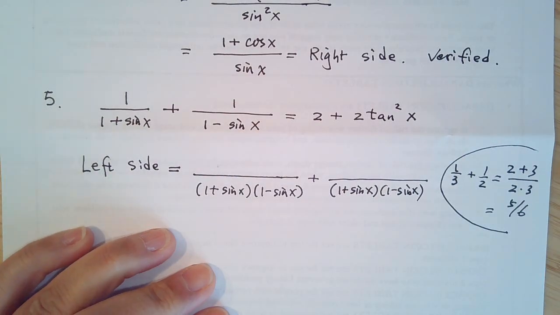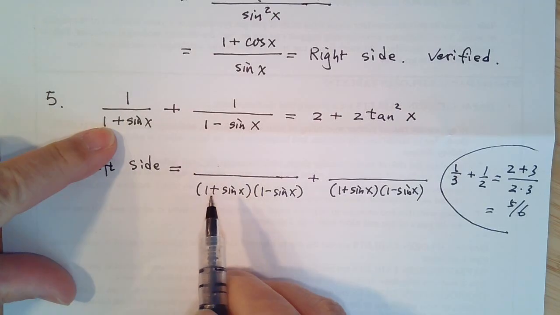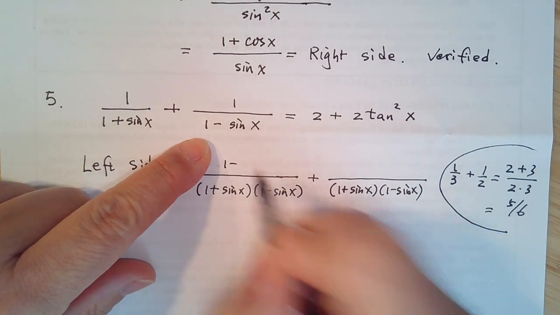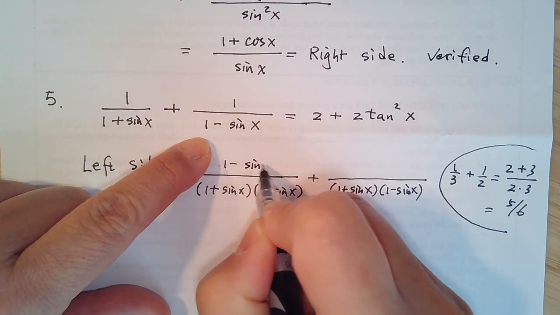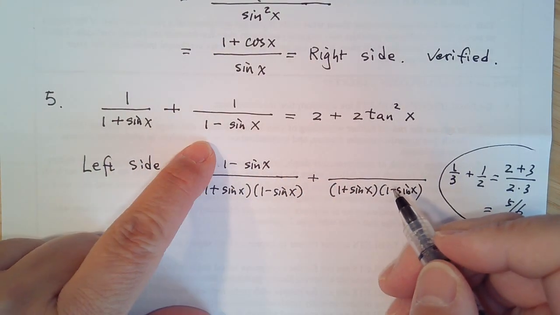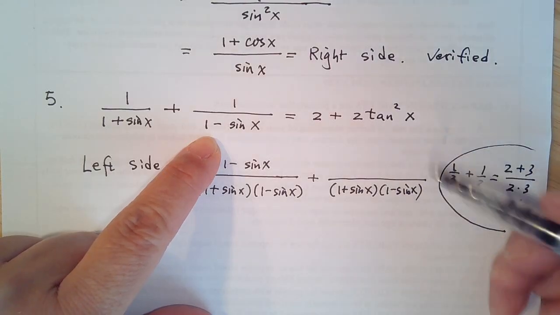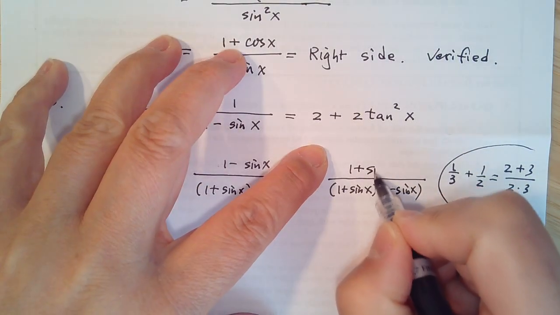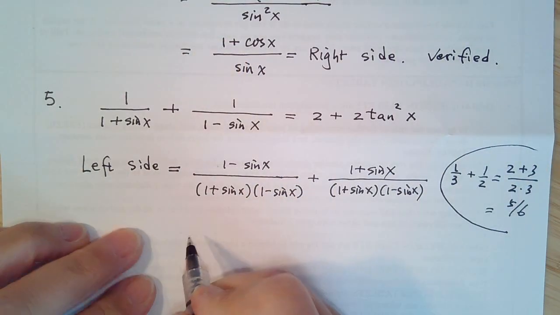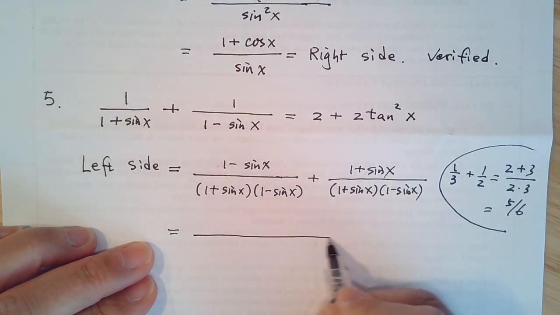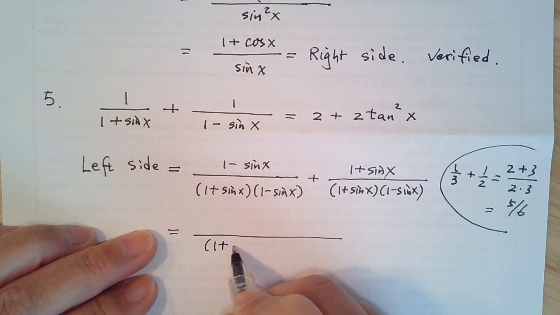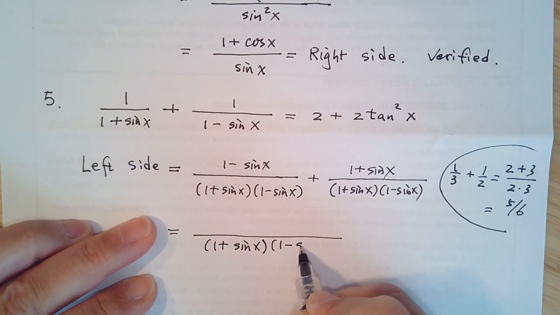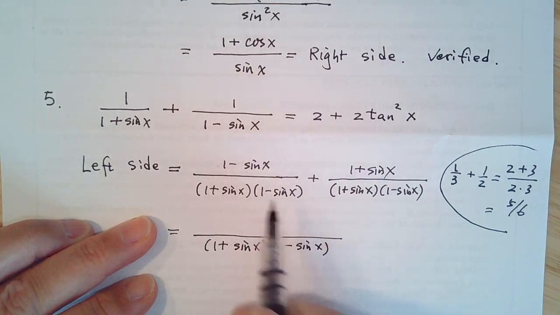Okay. And then the numerator, because this term, if you compare, is actually multiplied by 1 minus sine x, we multiply by the same thing in the numerator. And this one is multiplied by 1 plus sine x, so I do more 1 plus sine x on top. Now I have the same denominator, and I only need to add the numerators.